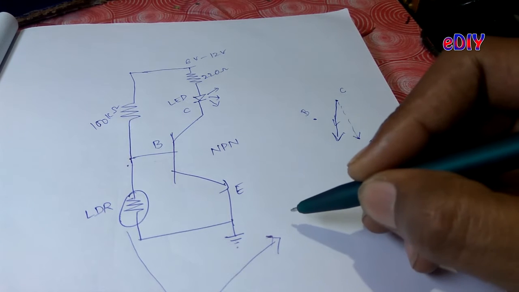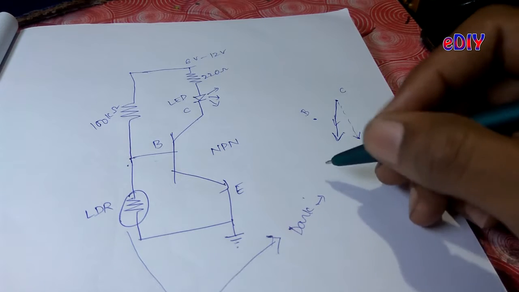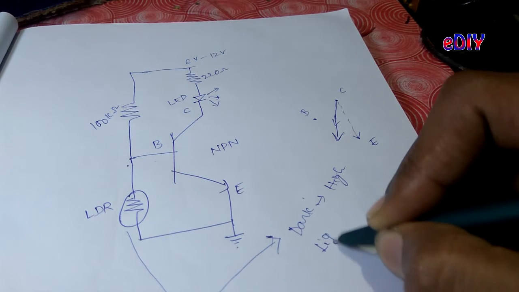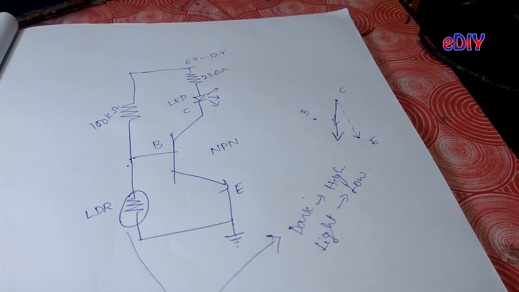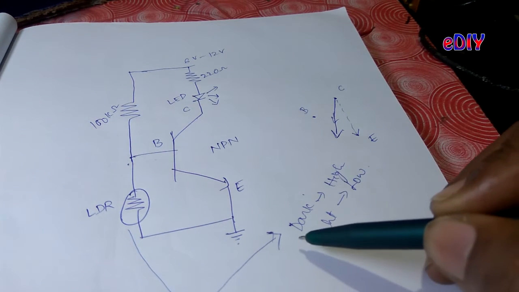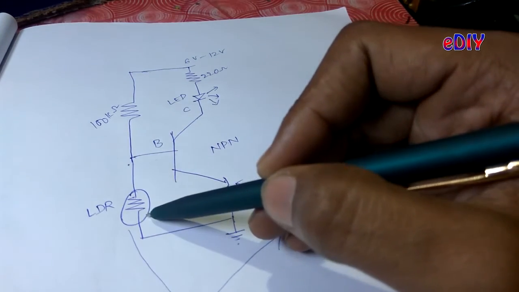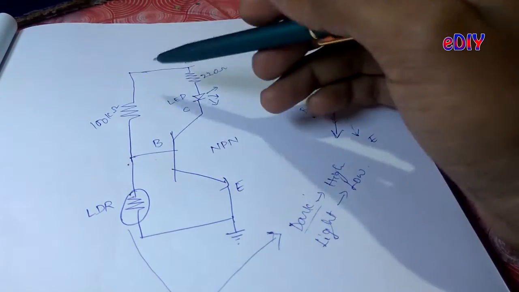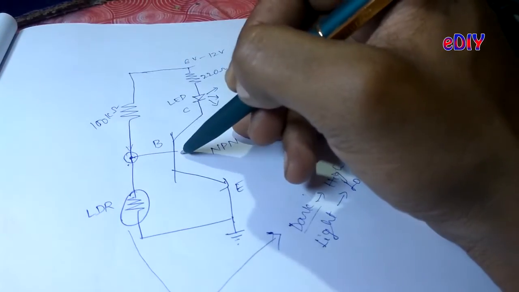When it is dark, the LDR offers a very high resistance. When it is daytime, the resistance of this LDR is low. During the dark time, the LDR offers high resistance, and the current passes from the power rails into the biasing resistor. Now it has two paths, one into the LDR and one into the transistor.